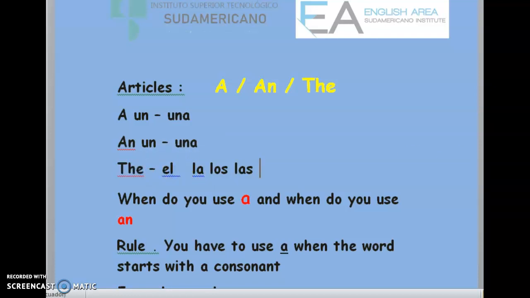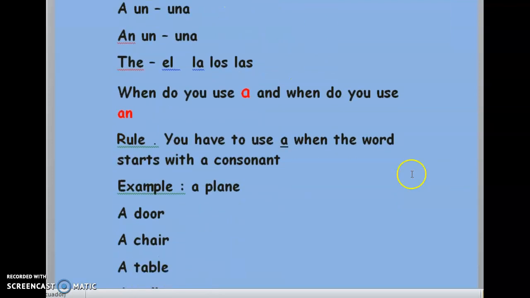Okay, so maybe we are going to start with the grammar. When do you use a and when do you use an? ¿Cuándo utilizamos? Here you are. Here you have the grammar rules. You have to use a when the word starts with a consonant. Example, consonant. Utilizamos a cuando la palabra comienza con una consonante. For example, a plane. Here you have a consonant, yes?